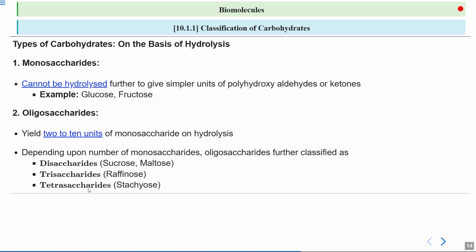So depending on the number of monosaccharides, they are further classified. Di means two monosaccharide units, tri means three monosaccharide units, and tetra means four monosaccharide units. And examples are very important. They are asked in exams. So disaccharides: sucrose, maltose; trisaccharides: raffinose; and tetrasaccharides: stachyose.